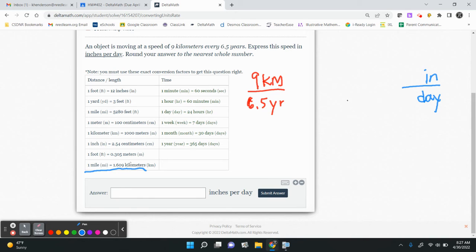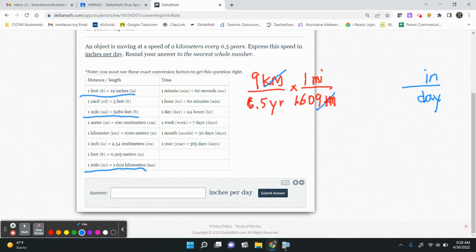So I can then also change miles into feet. And I can turn feet into inches. All right, now in order for you to make a conversion, your rate has to have a cancellation of kilometers on top and kilometers on bottom. So I'm going to write my next rate here as 1 mile is 1.609 kilometers. 1 mile over 1.609 kilometers. And there's that cancellation. Kilometers on top, kilometers on bottom.